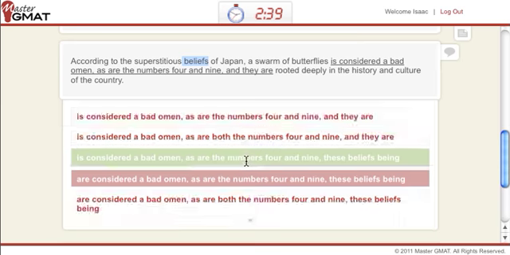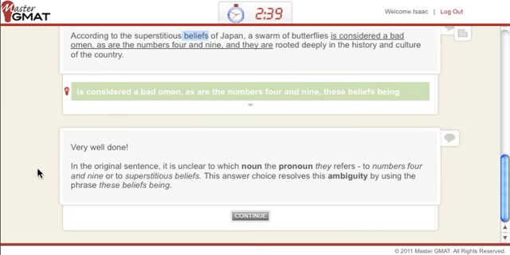Let's click on that. And indeed, that fixes everything we need to fix. It especially fixes the ambiguity, and there are no grammar mistakes. And that's a little bit of a glimpse into the wonderful work order we provide at MasterGMAT, which makes you super precise and ends up saving you tons of time.